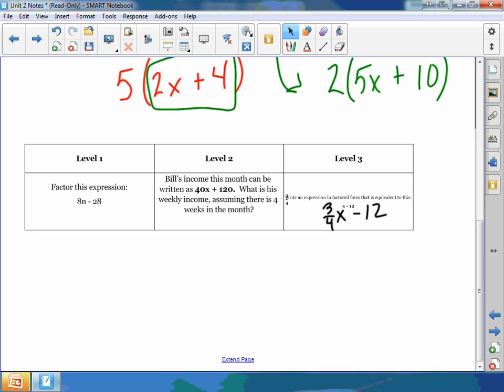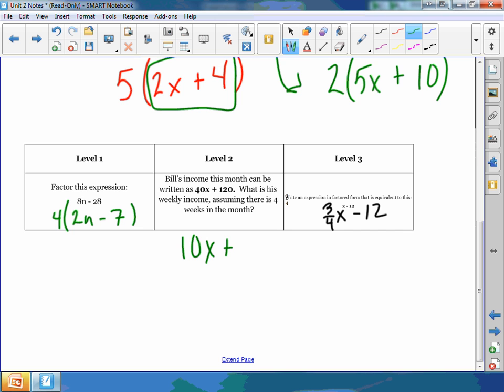Level 1. GCF is 4. So you're talking about 4 groups. In each group, you would have the quantity 2n minus 7. Level 2, Bill's income can be written as this. What's his weekly income, assuming there are 4 weeks in the month, and assuming he makes the same amount each week? How much does he make each week? Barrage? 10x, close. 40 times 4 would be 160, not 120. Bryce? 30, yeah, because you're doing 4 equal groups of that, so he makes 10x plus 30.